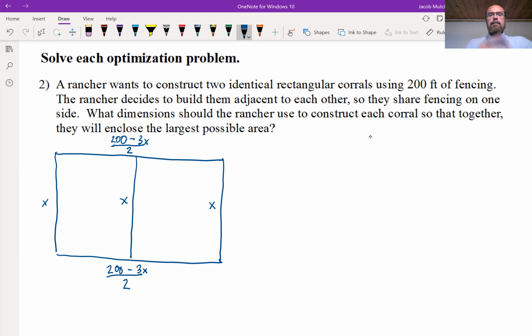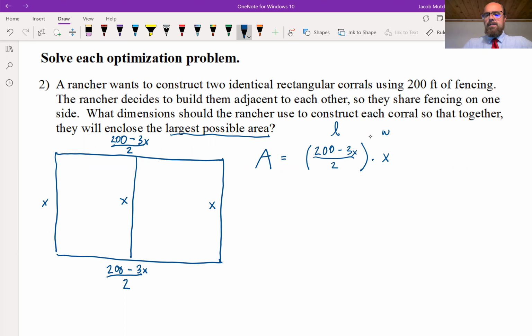Now, once I have that labeled, I'm looking for the largest possible area. So the function I want to create is an area function. The area of a full rectangle is simply length times width. So that's going to be my (200 minus 3x) over 2 times x. Again, this is the length and this is the width.